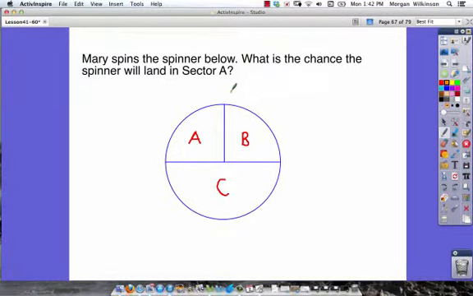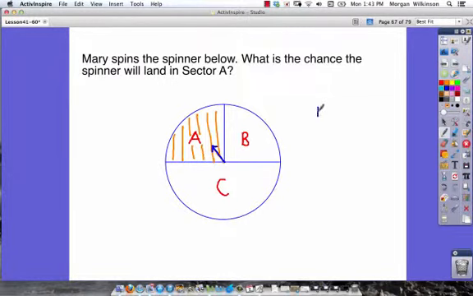Let's look at our next problem. Let's say Mary spins the spinner below. What is the chance the spinner will land in sector A? Now, if we look at this spinner, we'll start the spinner off in sector A, and then we're going to spin it, and you can see sector A is still that one part, but this time we only have sectors A, B, and C. So let's make the spinner a different color. Let's make it blue. We spin our blue spinner this time. We're going to spin it around and around. What is the chance that it stops in A?